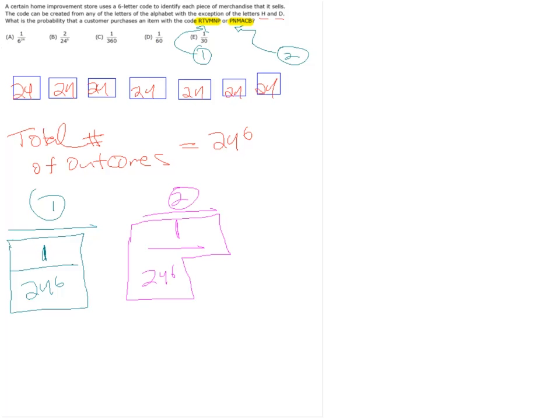And therefore, because we want the probability that the customer could randomly get either code, so A or B, 1 or 2, it would be 1 over 24 to the 6th plus 1 over 24 to the 6th, which is 2 over 24 to the 6th, right? Because we have a common denominator, we can just add those.